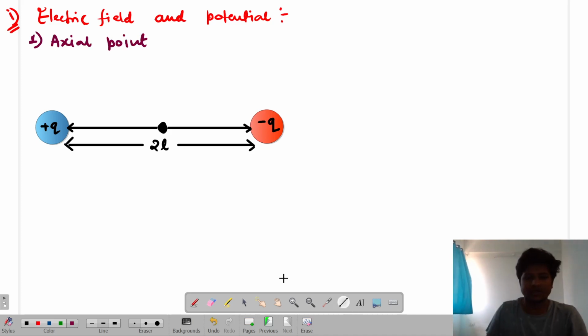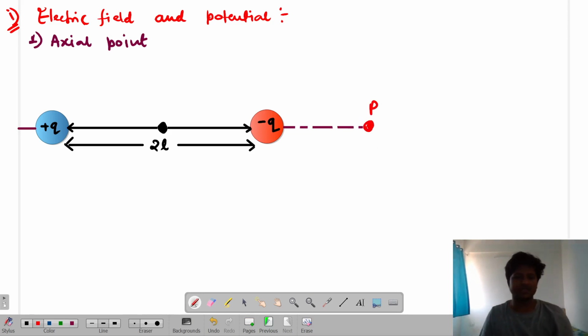Axial point means, look over here. The axial point means the point which lies along the axis. Is that clear or not? Are you able to get me? So let's suppose I select this point P along the axis and I want to find the electric field over here.